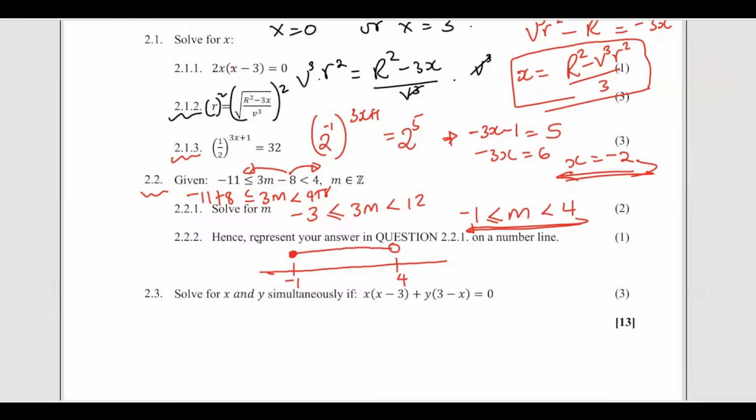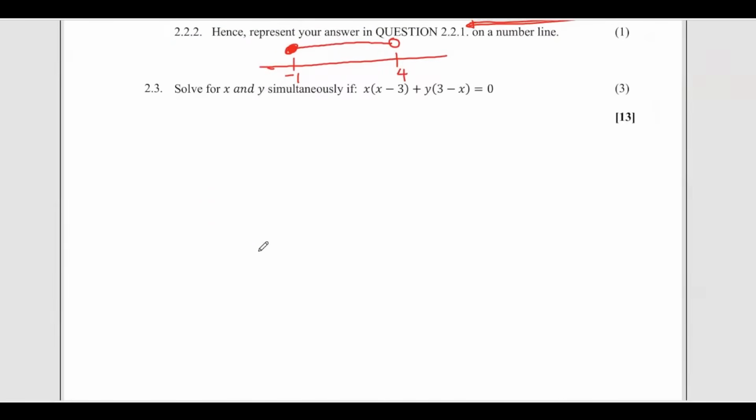Okay, so that is what the question also wanted for 2.2.2. 2.3, solve for x and y simultaneously. They give us one equation. Like really? All right, let's see. But we can do it.